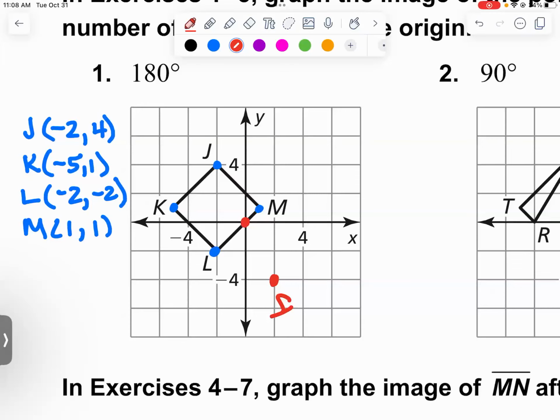Wow. You can just count it. And then K, I'm gonna plot -5, 1. I don't think I did that right. And L, I'm gonna plot -2, -2 on my upside down graph. And M, since M is 1, 1, upside down, I'm gonna go right 1, up 1.